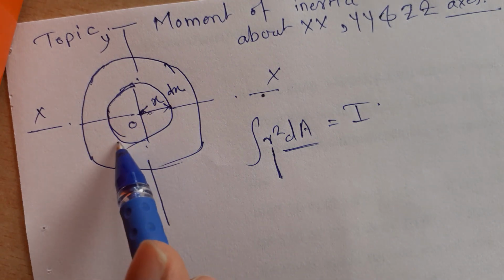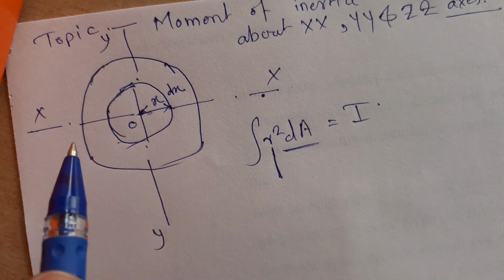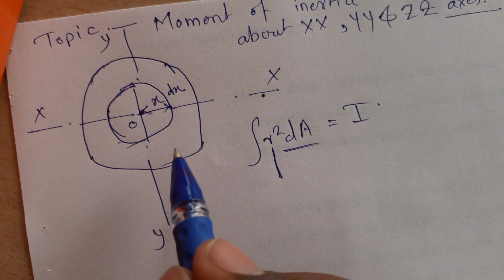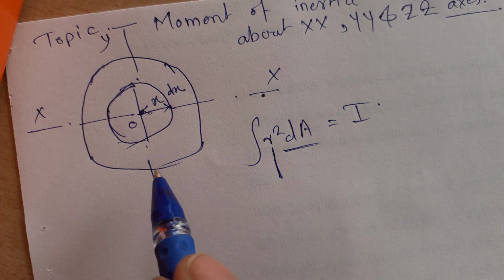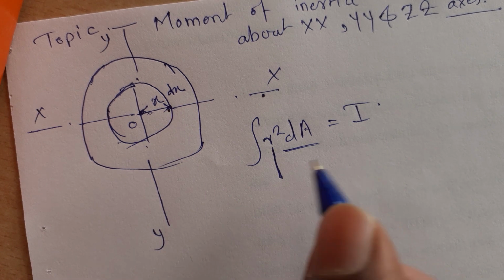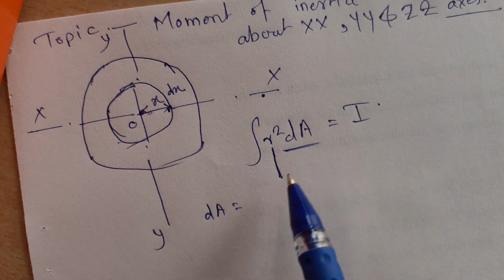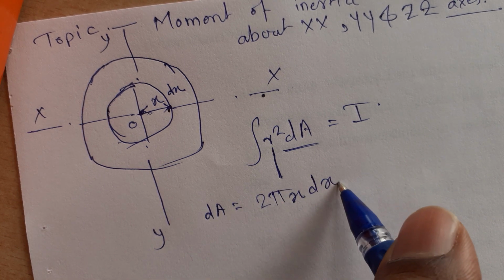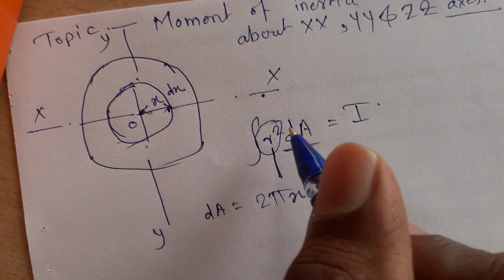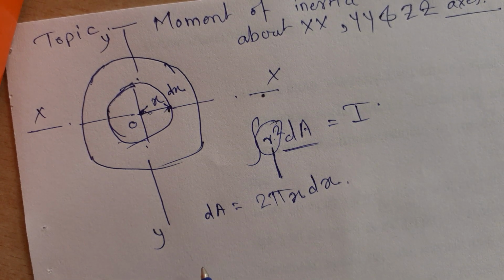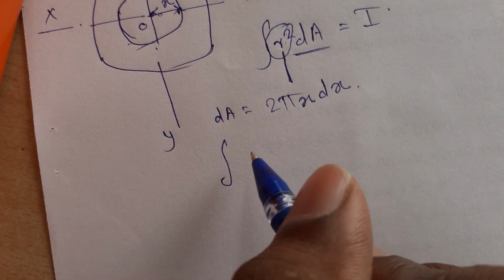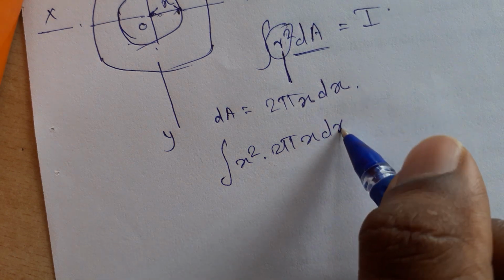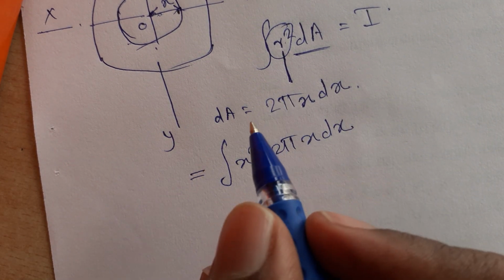The small strip has thickness dx, so its area is given by, as it is a circular strip, thickness times length. Its length is nothing but the circumference and thickness will be dx. So dA is equal to 2πx dx, and we know the perpendicular distance will be x. Substituting these values in the equation, we get x² · 2πx dx.